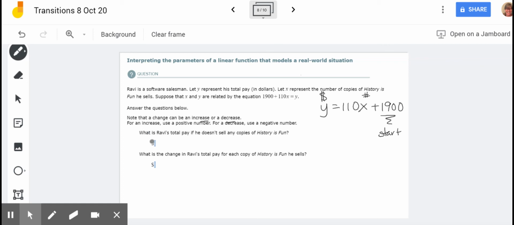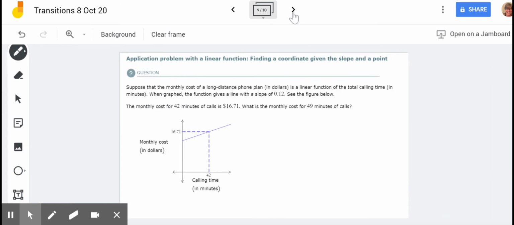That's important, okay? What is Ravi's total pay if he doesn't sell any copies? Well, if he doesn't sell any copies, he's not going to get that 110 per book. This is going to be 0, so he's going to end up with 1,900. In other words, he gets 1,900 no matter what. I want a job that pays me 1,900 no matter what I do. What is the change in Ravi's total pay for each copy of History Is Fun he sells? The change in pay for every single copy is $110, and that's it. So it's basically just interpreting the linear equation. All right, so here we are. We're going to be given a point, and then probably asked to interpret it.